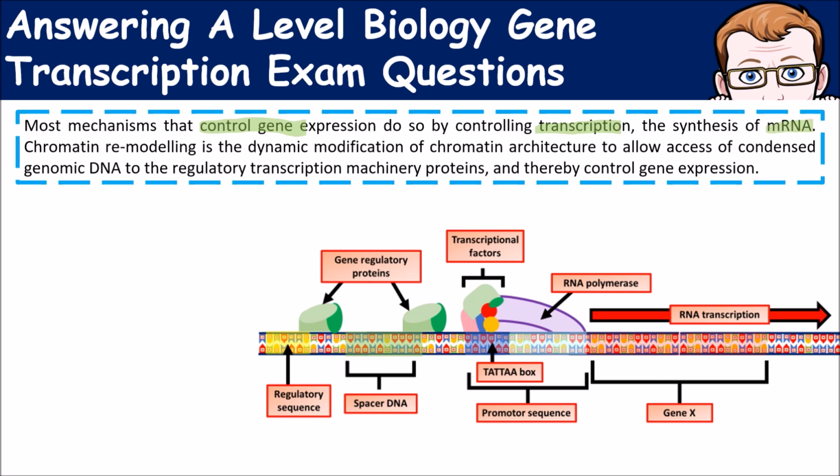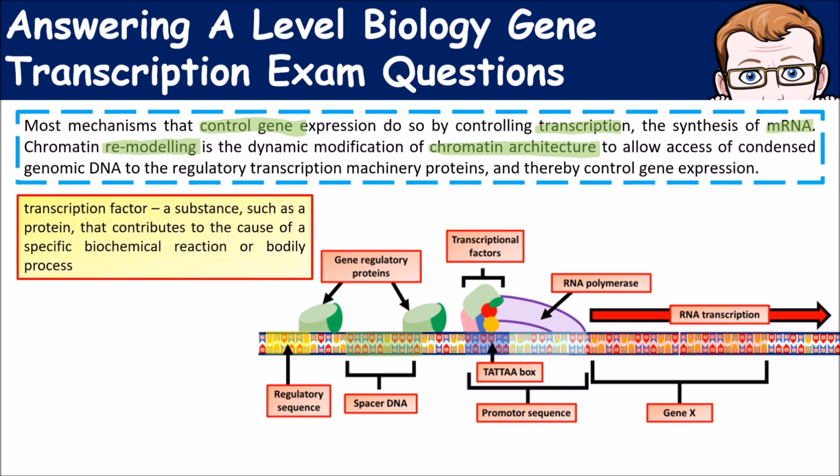That can involve things like chromatin remodeling. Remember, chromatin is basically the DNA. We can change the chromatin architecture, which can cause various things to happen. For instance, it can prevent the DNA being transcribed by stopping the RNA polymerase getting to it, or it can increase the rate of transcription by causing RNA polymerase to bind more strongly to it.